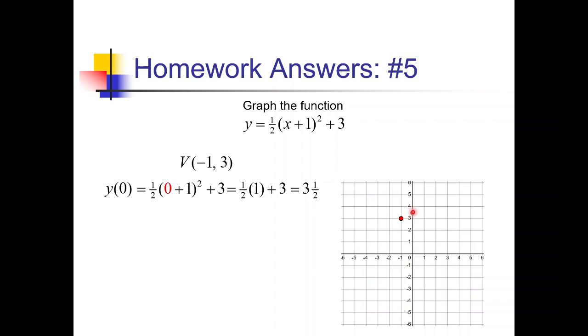And then I'll just reflect that over the vertex to get my third point right over here at -2, 3.5. And I can draw a parabola through those.